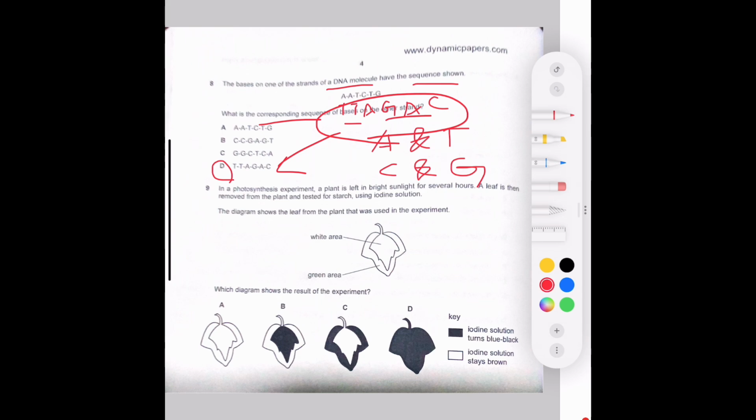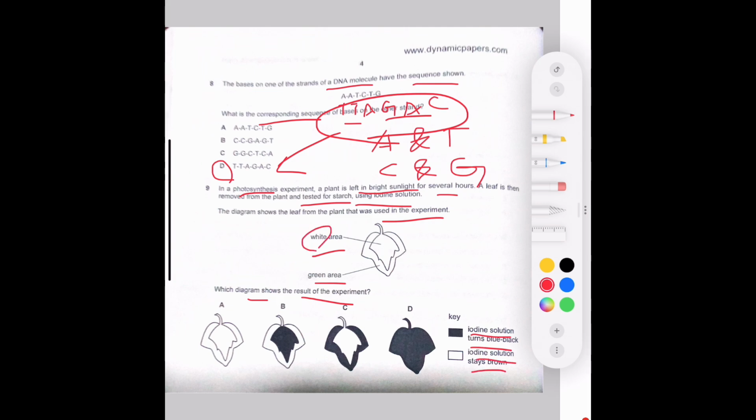Number 9. In a photosynthesis experiment, a plant is left in bright sunlight for several hours. A leaf is then removed from the plant and tested for starch using iodine solution. A diagram shows the leaves from the plant that was used in the experiment. There is the white area, there is the green area, and if starch is present, iodine turns blue-black. If starch isn't present, it will stay brown.